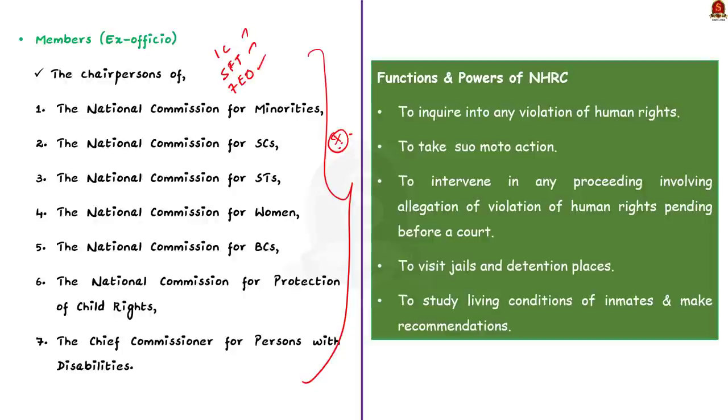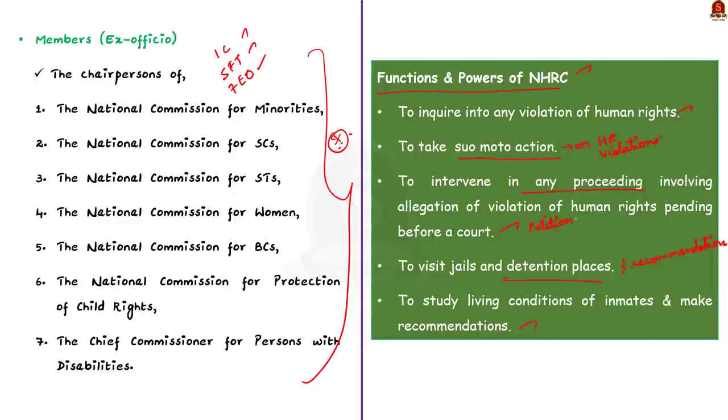Now we will see about important powers and functions of the National Human Rights Commission. Firstly, the main mandate of the National Human Rights Commission is to inquire into any violation of human rights throughout the country. Secondly, the commission has the power to take suo motu action for preventing any human rights violations. Thirdly, officials of the National Human Rights Commission have the power to visit jails and detention places. This is to study the living conditions of inmates, and they also make recommendations to the government regarding living conditions of prisoners. And finally, the National Human Rights Commission is mandated to take any petitions from the aggrieved persons or any other persons regarding human rights violation. This is all about important functions and powers of the National Human Rights Commission.